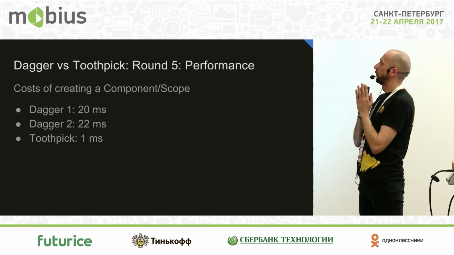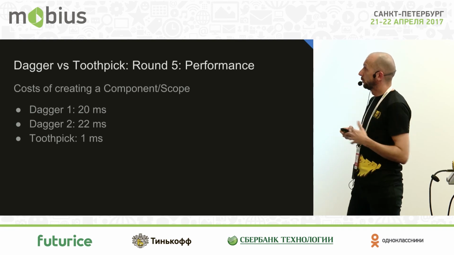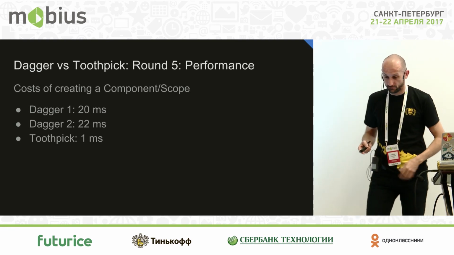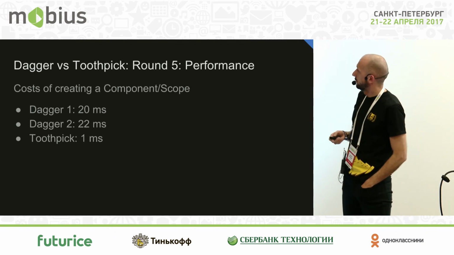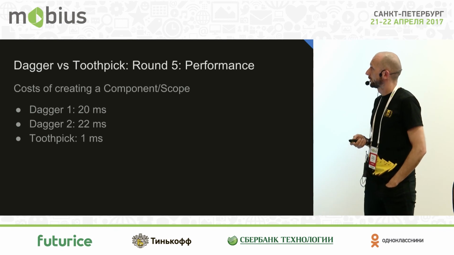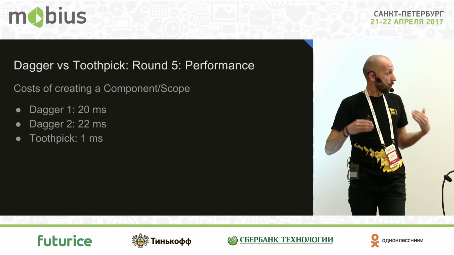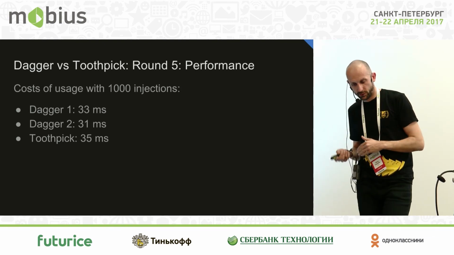So let's look at performance. We all use Dagger because of performance, right? So let's look at the cost of creating a scope or a component on Dagger. So as you can see, Dagger and Dagger 2 roughly do the same. They need 20 milliseconds to create a scope. Toothpick needs 1 millisecond here. So the creation of a scope is something where Toothpick is super performant. But there's always a but.